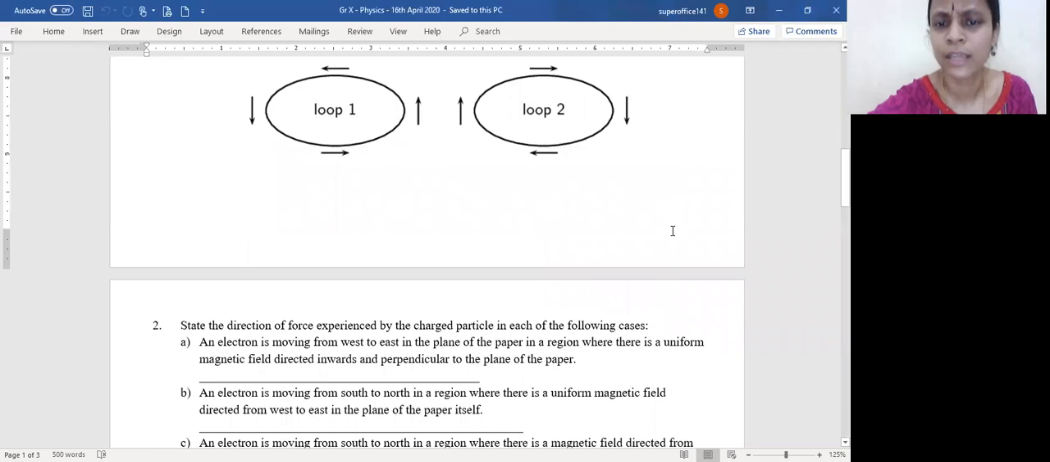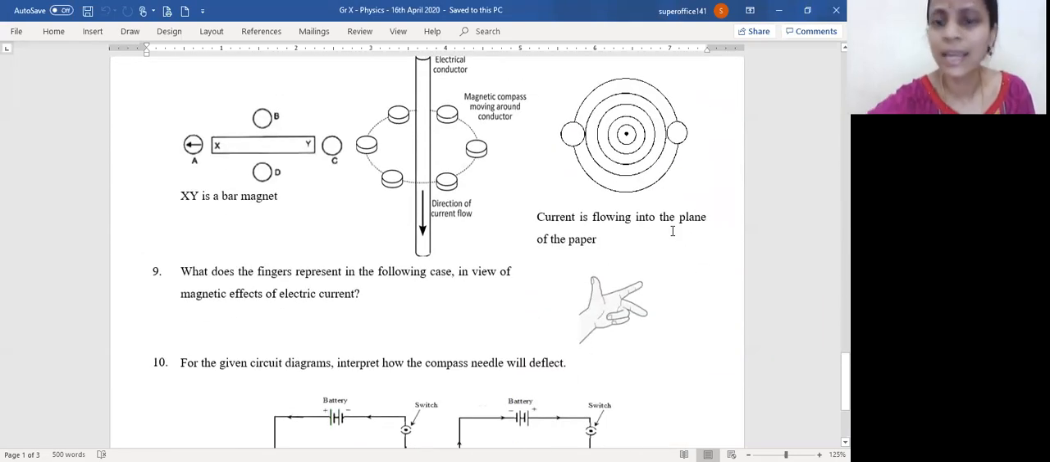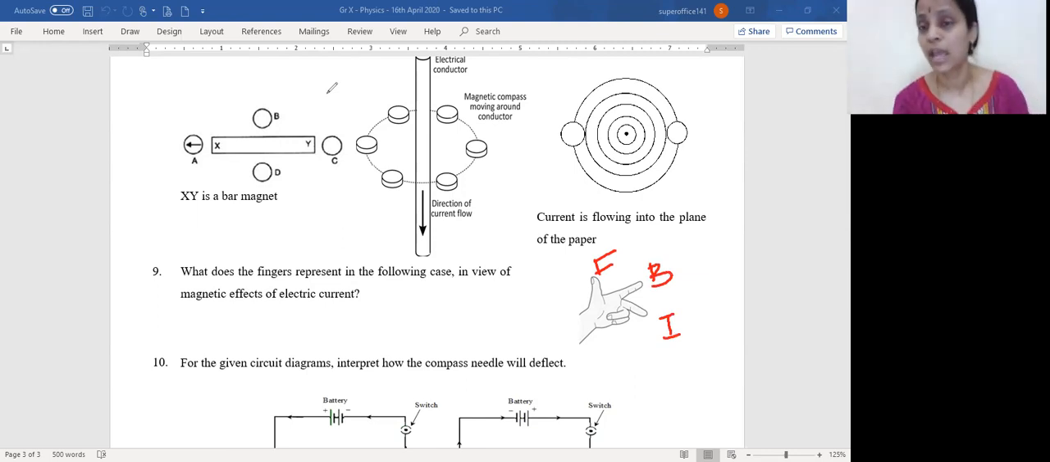Before going into the second question, I would like to go into, I think it is the 9th question, so that the rule that we are going to use in the second question will be much clearer. So what's the rule that we are going to use? We are going to use FBI, Fleming's left hand rule. Mutually perpendicular, please let's get that very clearly.